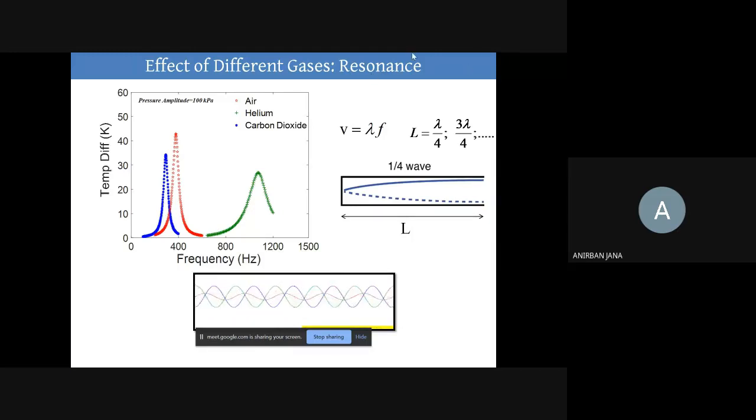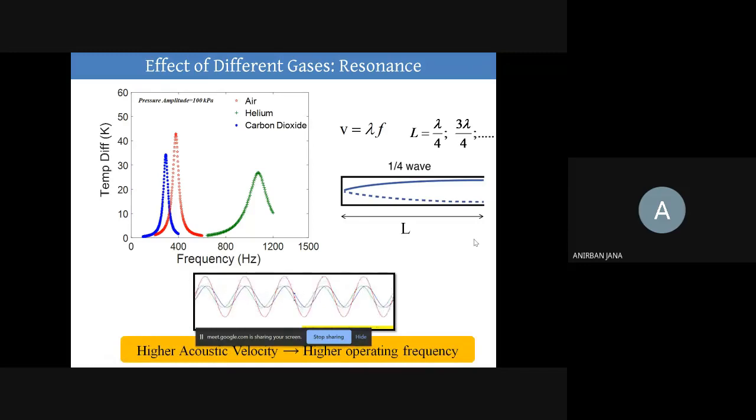So if you use a length of tube which is lambda by four, again, in a standing wave, you have harmonics, which are the odd harmonics, because one end is closed and one end is open. And for different gases, you have different operating frequencies. This is dependent again on the velocity of sound in the medium. So there is an optimized operating frequency which you need to keep in mind when you keep the length fixed, which is a more practical scenario. Like, you have a single resonator length and you change the gases, but again, you need to change the operating frequency of the speaker. So the conclusion is basically a higher acoustic velocity means a higher operating frequency, but the main idea behind this is that if you use different gases, you have to operate at different frequencies.